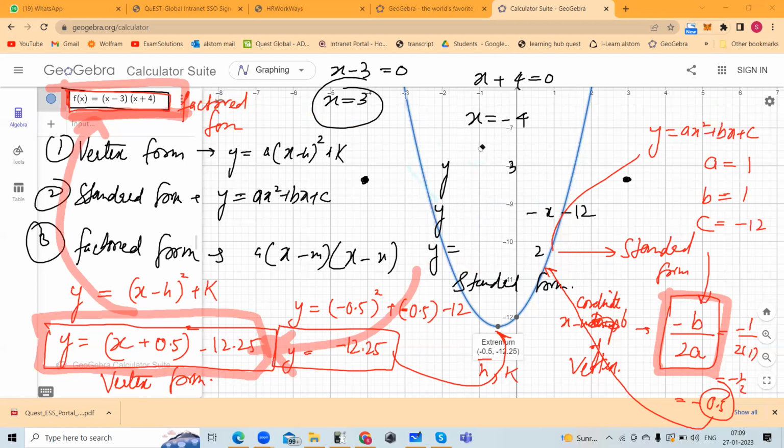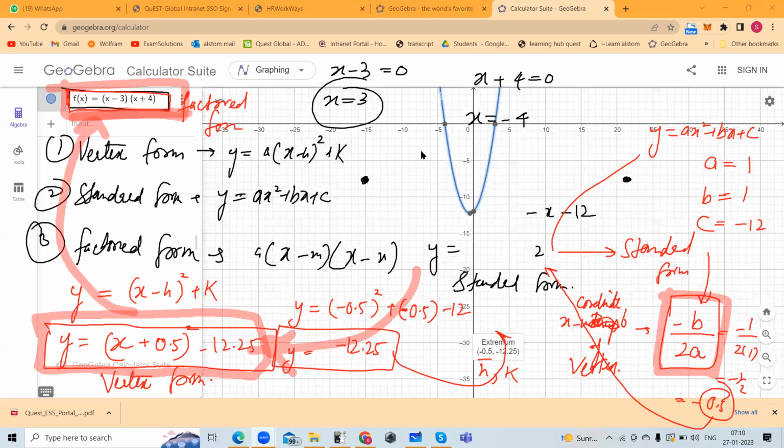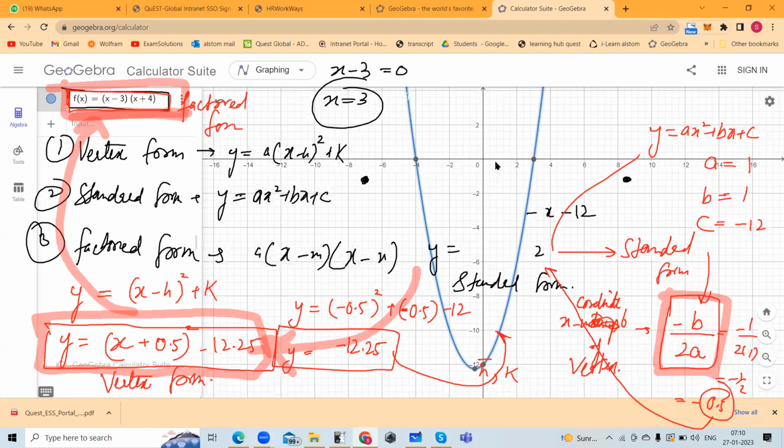Are you able to see that in case of factored form, if I go a little bit up, what are the x-intercepts? They were 3 and -4. So we're having them here. Okay, 3 and -4, right? Now, isn't the x value of the vertex exactly the middle value of 3 and -4?